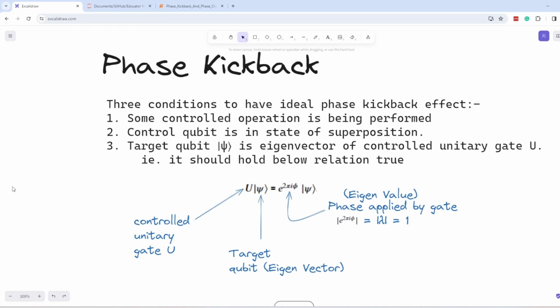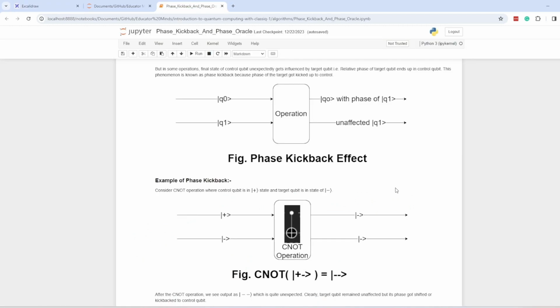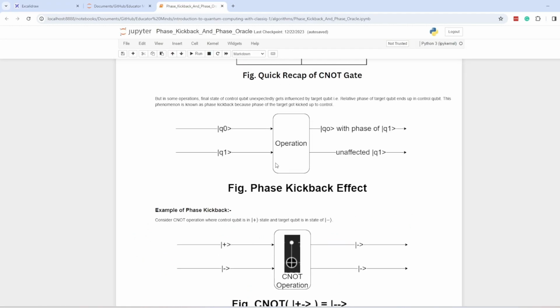Hi there. In the next video, we are going to see the quantum phase estimation algorithm. Before that, let's quickly revisit the phase kickback effect. So in the phase kickback notebook, we saw that there are some types of controlled operations where the control gets affected because of the state of the target qubit.